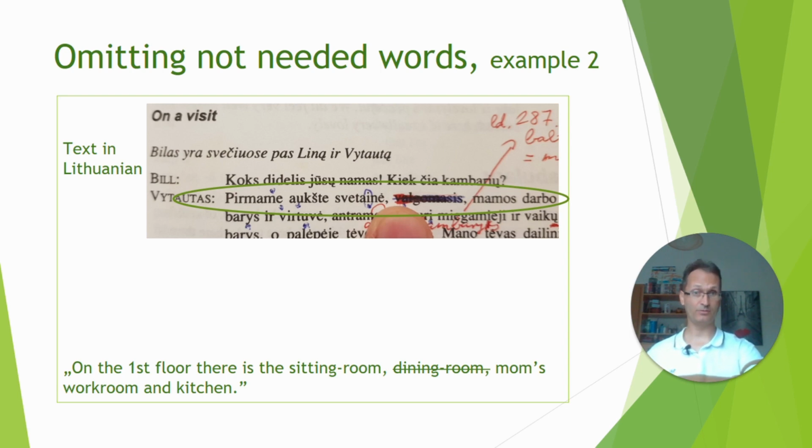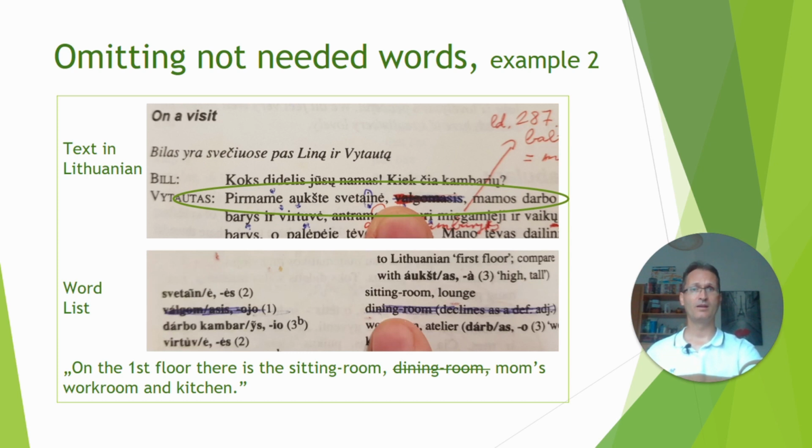Okay, let's come back to this example. Here, similar words like sitting room, dining room, mom's workroom come up at the same place at the same time. So I considered one of them not so important to learn now. So I cancelled valgomasis, dining room, and I cancelled it in the word list as well, as you can see here.